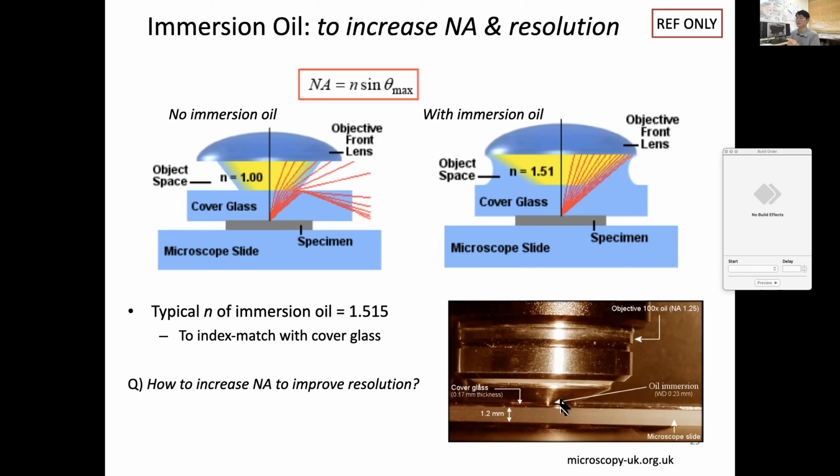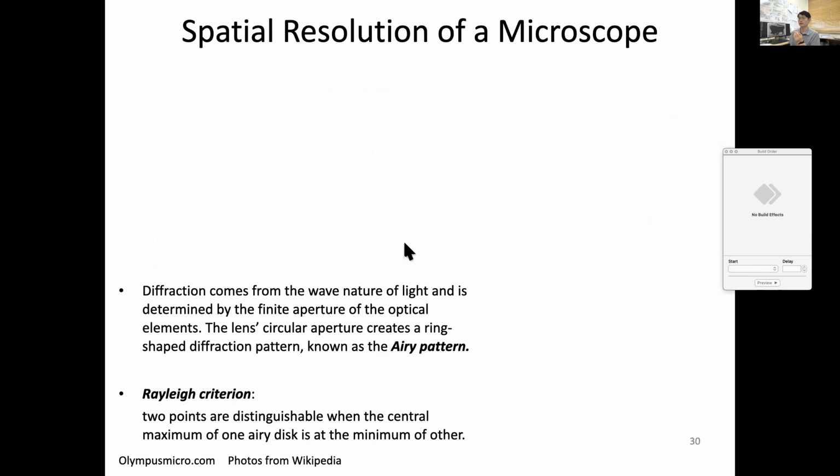That's a practical tip. So how do we increase numerical aperture to improve resolution? If you want to increase resolution, you need to increase numerical aperture. So people have thought about how to increase it. First, you want to increase this angle, which means you have to have a bigger lens. And the other is you need to use a medium with a higher refractive index, such as oil in this case. Does it make sense? Hopefully, this one makes sense.